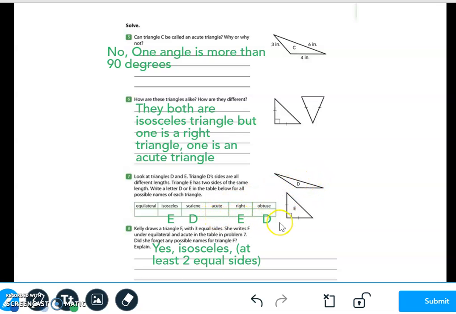We do not have an acute angle because this is obtuse. It's more than 90, but this is 90 degrees. So E will be a right triangle, but because this is more than 90, it will be obtuse.